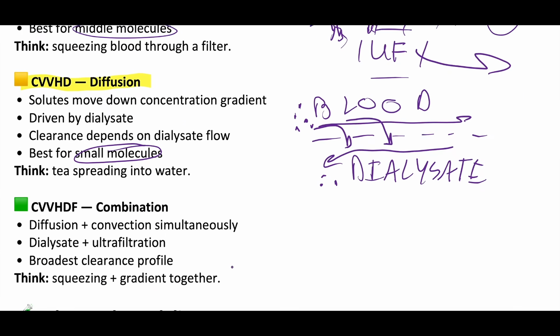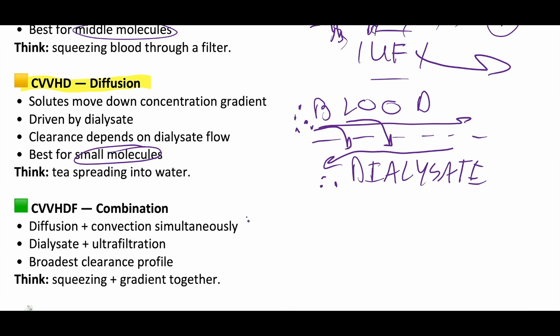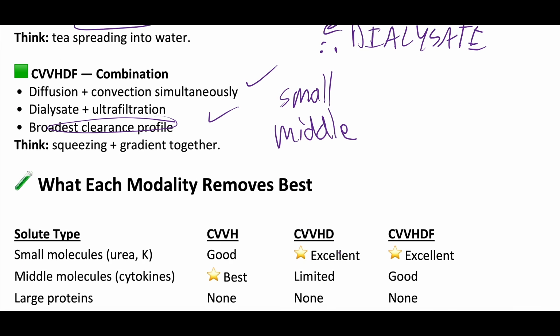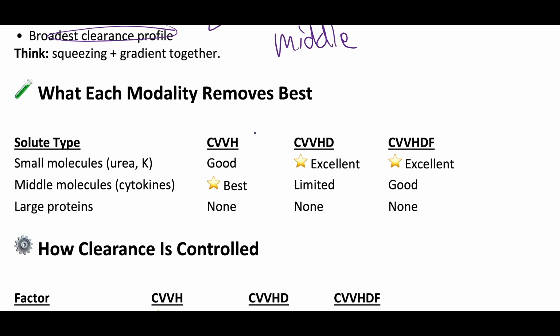And then CVVHDF is a combination of the two. You get both diffusion and you get convection, and that gives you the broadest clearance possible. So it's great for both small molecules like electrolytes, urea, creatinine, and middle-sized molecules like cytokines or toxins. So what each modality removes best, as we just talked about, CVVH is really good for small molecules.